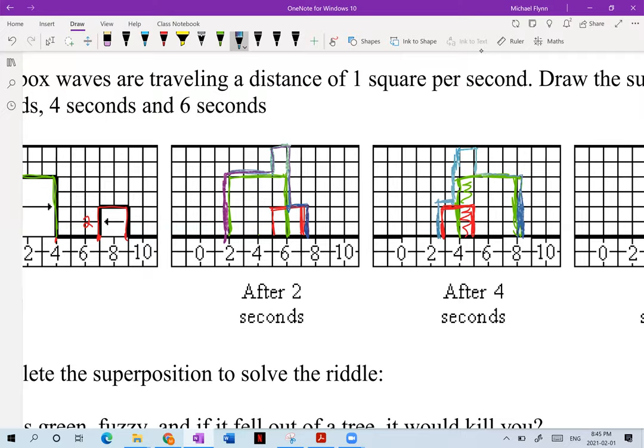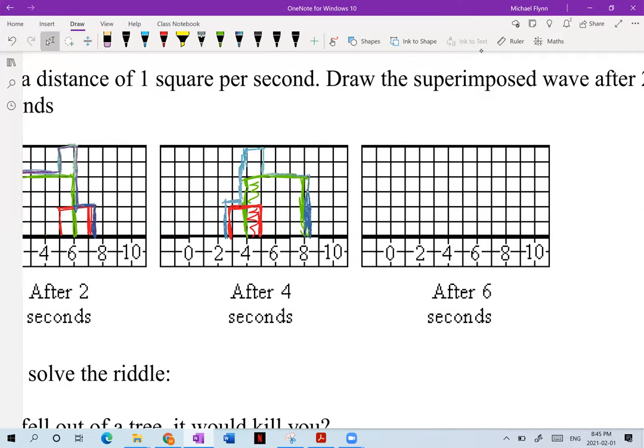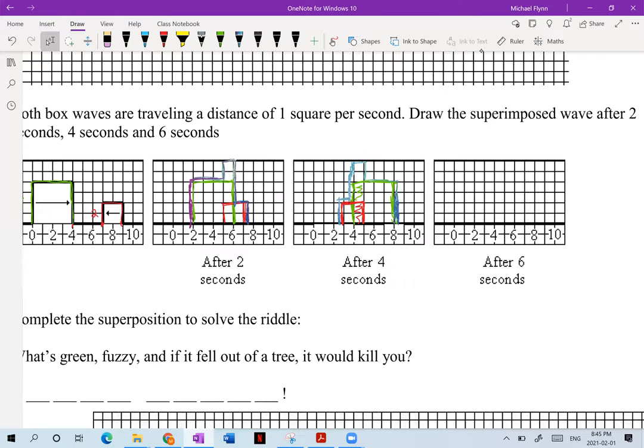So anyway, that's it. I will let you do the last one, okay? So that is up to you. It's really easy. I say you do the last one. Okay, now there's a little game here at the bottom.